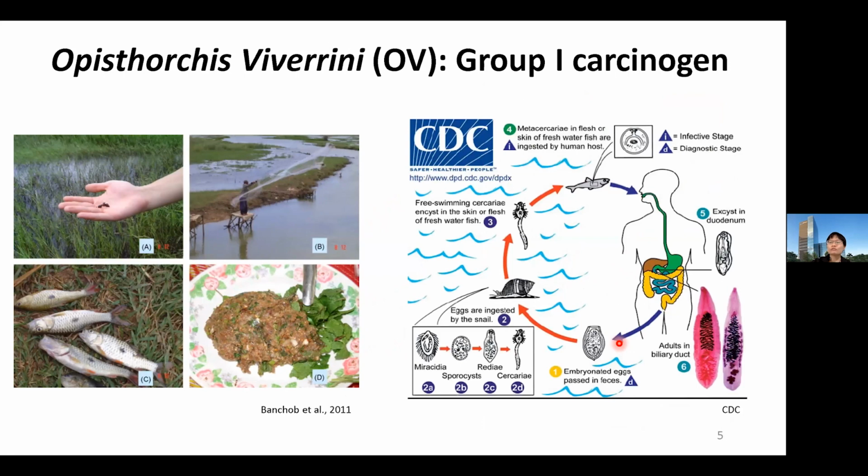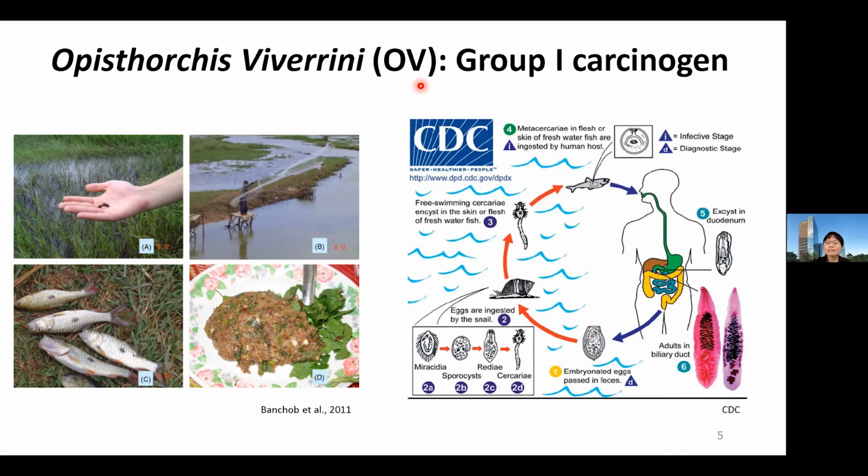Infection by liver fluke of this species, which is called OV in short, is a very major public health issue in East Asia, especially so in Southeast Asia, because OV fluke is endemic in these regions, which includes Vietnam, Cambodia, Laos, and Thailand. One of the hosts for OV fluke is freshwater fish, and these fish are caught and consumed by the local people.